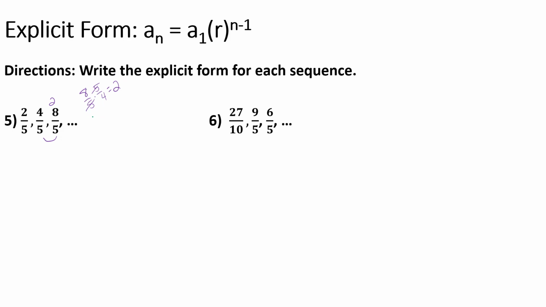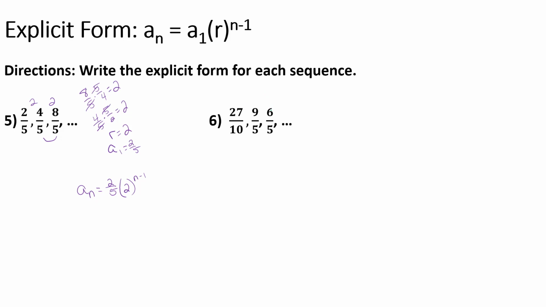All right, let's check the next ratio. 4/5 times the reciprocal. 5s will simplify out. 2 goes into 4 2 times. So we have a common ratio of 2. We have a first term of 2/5. So we end up with a sub n is equal to 2/5 times our common ratio raised to the n minus 1 power.